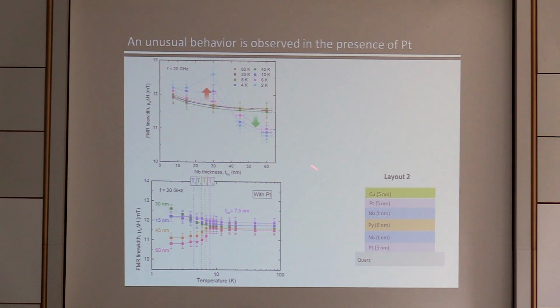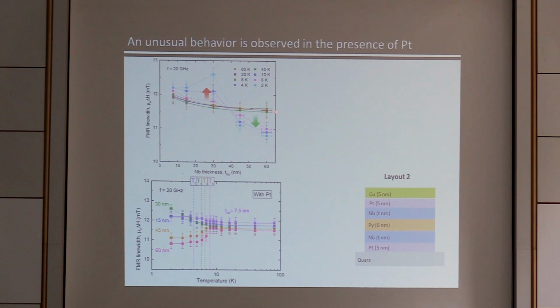Now this is also seen in this graph here, where we plot again the ferromagnetic resonance line width as a function of niobium thickness. Above the superconducting temperature, we can fit again very well our results with the existing theory of spin pumping elaborated for normal metals. Below the superconducting temperature, which corresponds to these lines here, there is no way we can fit our results.